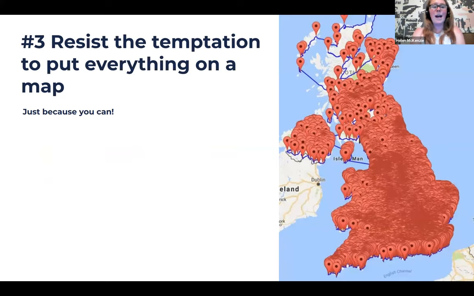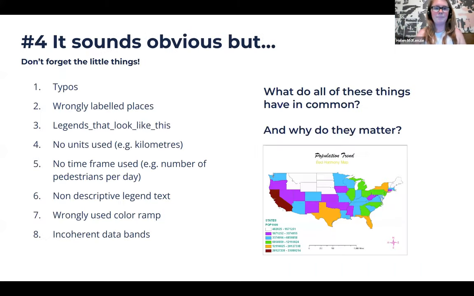Resist the temptation to put everything on a map just because you can. I'm going to be talking about this a little bit later, but we're living in a world of bigger and bigger and bigger data. This map, for example, I believe shows every pub in the UK. Can't imagine why I chose this one. And sometimes I think we are so excited by that as data professionals. We obviously love data. We're so excited by that. We want to show as much as we can. We want to show off the tools that we have and our skills in being able to show all this data, but that's not always the best way for our map user.